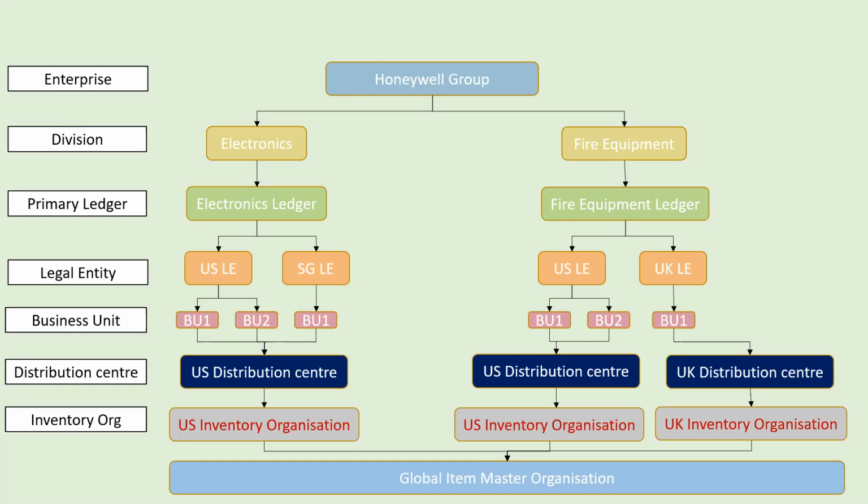So if you see here, we have Honeywell as a whole, the enterprise, and then we have multiple divisions, which are lines of business. We have the electronic business and the fire equipment or sensor manufacturing business. Here we have taken two cases with operations in multiple countries. For the electronic case, we have operations in US and Singapore, and for the fire equipment, we have operations in US and UK. This way, we segregate using the division and also based on the legislative data group.